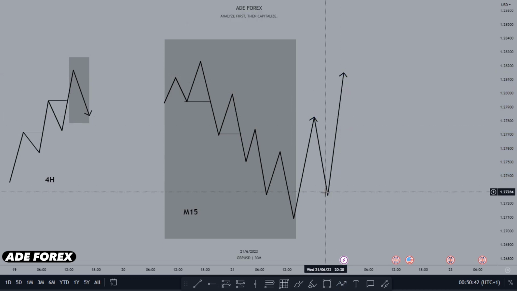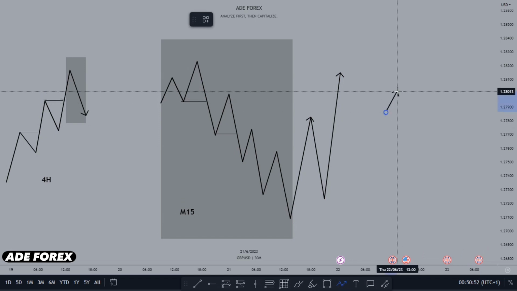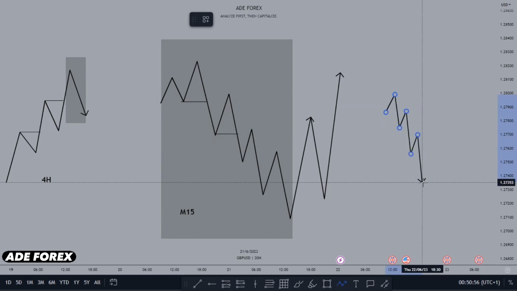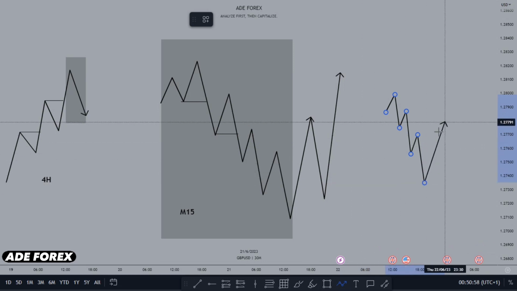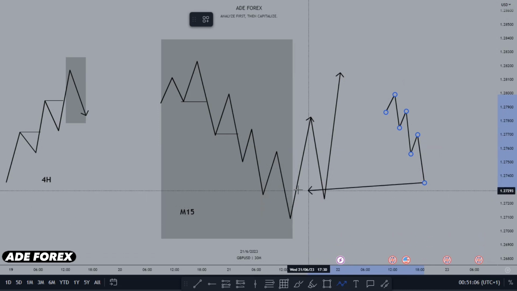But guess what, you can even take it further to the 1 minute time frame. So on the 1 minute time frame, you might see something like this. Broke structure, then tapped into your level right here. So around here, you'd have gotten your point of interest also.